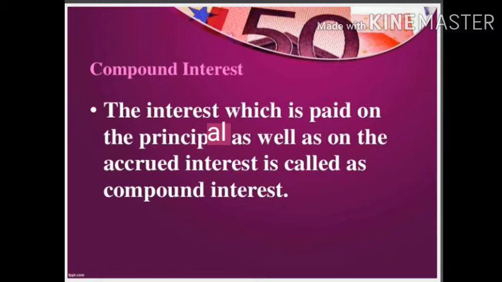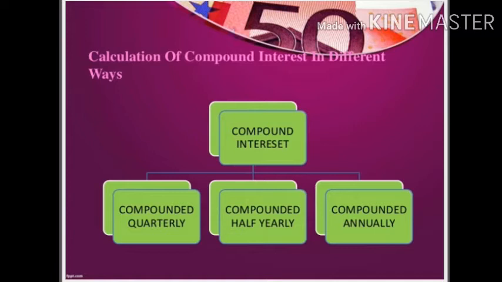The interest which is paid on the principal as well as on the accrued interest is called compound interest. Here accrued means the sum of money, or the interest is calculated on the amount accumulated till then, it is called compound interest. Calculation of compound interest in different ways.